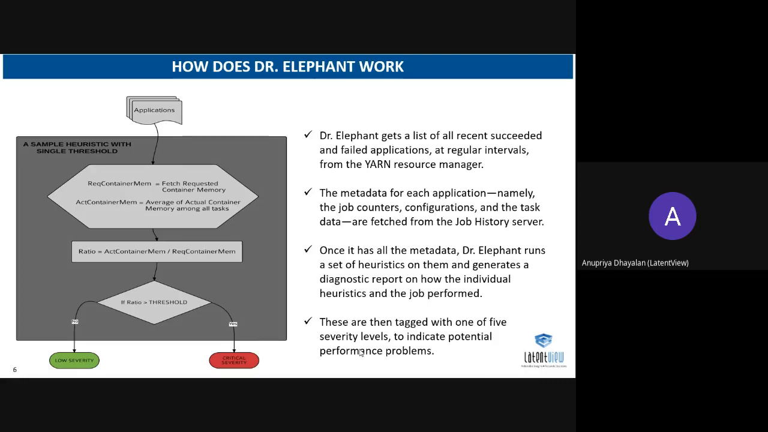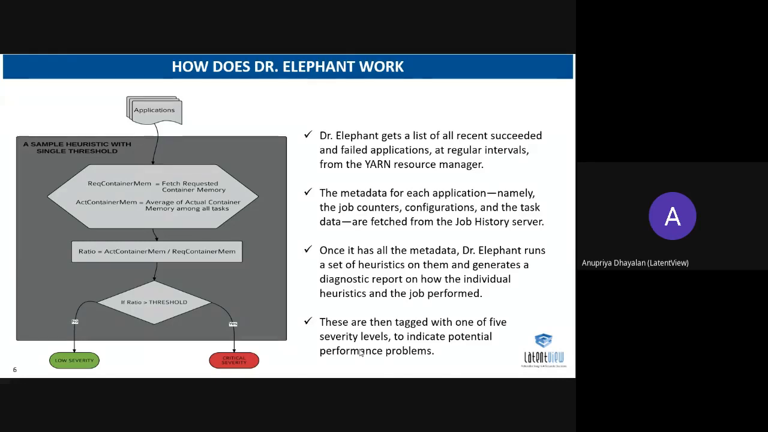So these heuristic rules are run on top of the data collected from the YARN resource manager as metadata information. Once these heuristic rules are run, they can be useful to identify how individual heuristics and the job as a whole perform, and these are then tagged with one of 5 severity levels to indicate whether the potential problem and the performance of each application is safe or critical. There are 5 severities defined in Dr. Elephant. We will see the details of the severity in later slides.